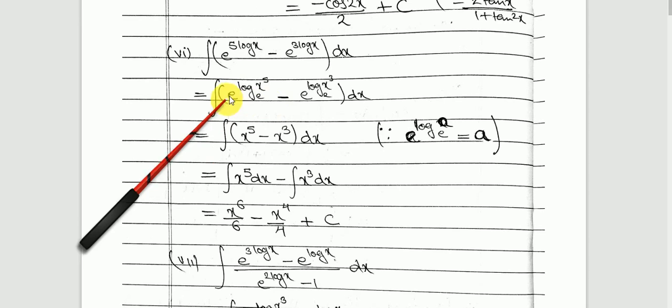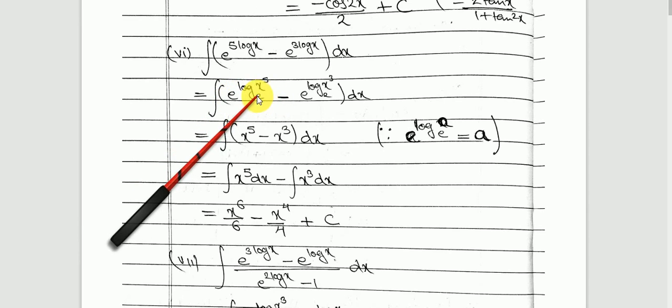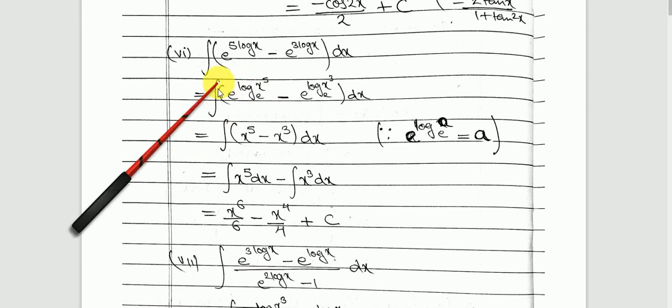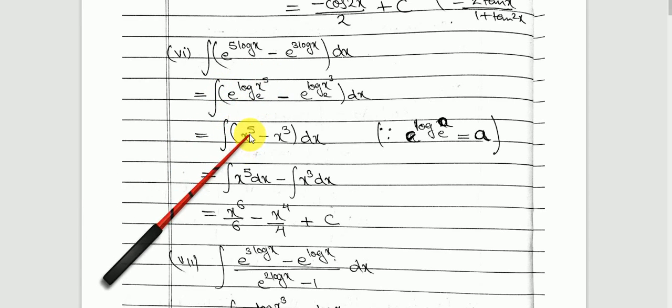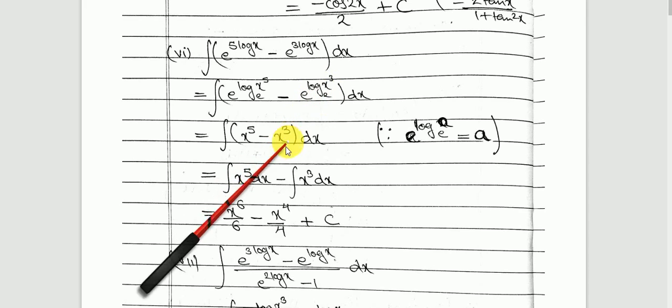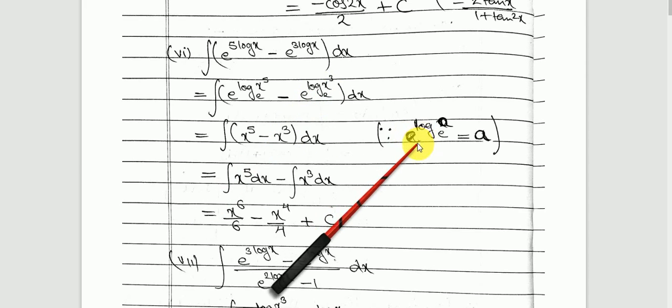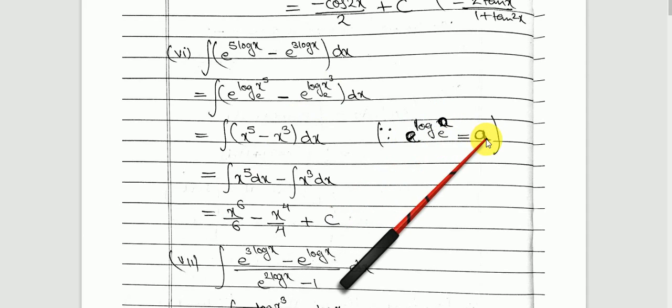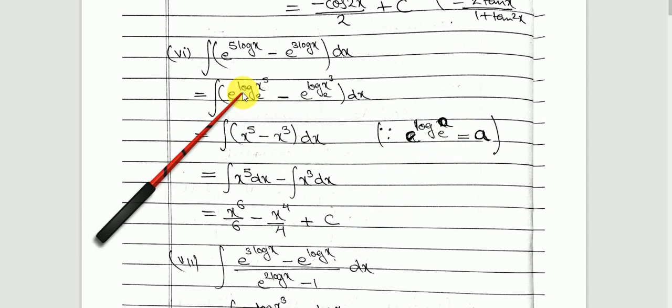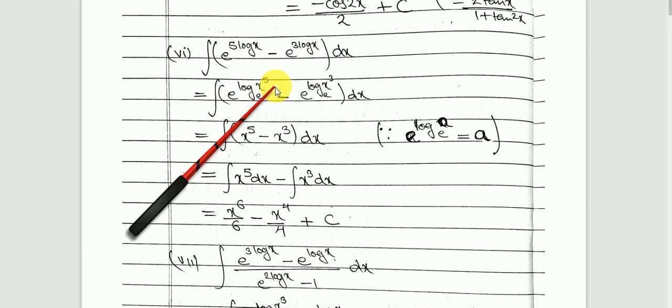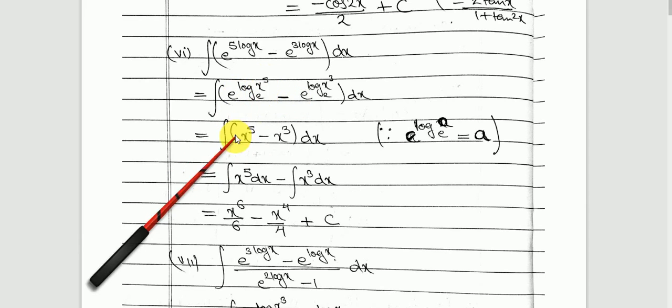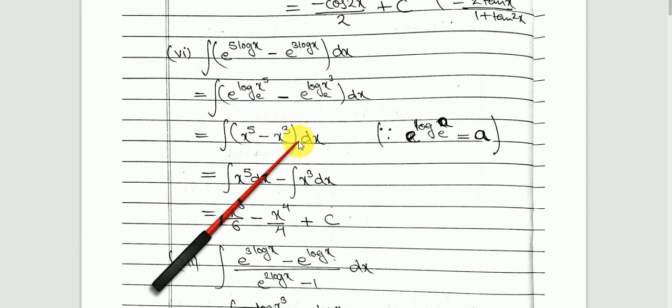Now here you can see that you have got e, and in the base also you have got e. So this is simply equal to x to the power 5, and this is simply equal to x to the power 3. The reason is, if you have a to the power log a to the base e, then this is simply a. So here you have e to the power log x to the power 5 to the base e. Here e and this base e are the same, so you simply get x to the power 5. Here you get x to the power 3.